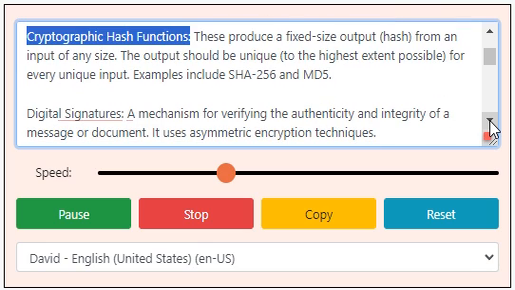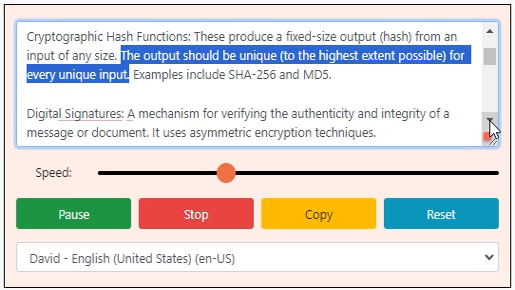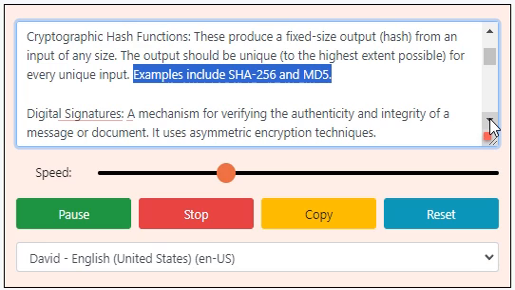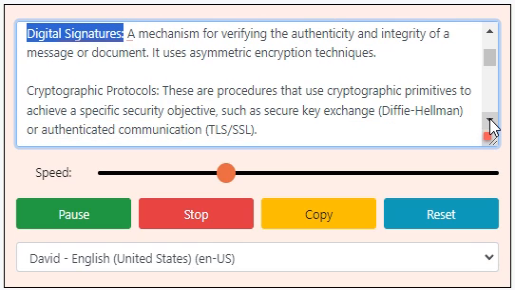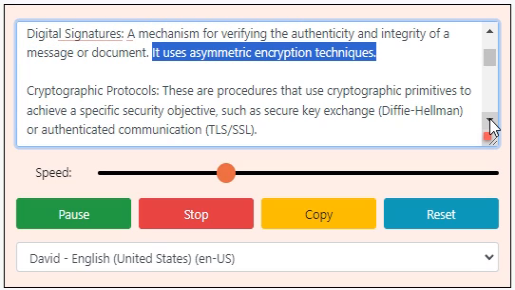Cryptographic hash functions. These produce a fixed size output, hash, from an input of any size. The output should be unique, to the highest extent possible, for every unique input. Examples include SHA-256 and MD5. Digital signatures. A mechanism for verifying the authenticity and integrity of a message or document. It uses asymmetric encryption techniques.